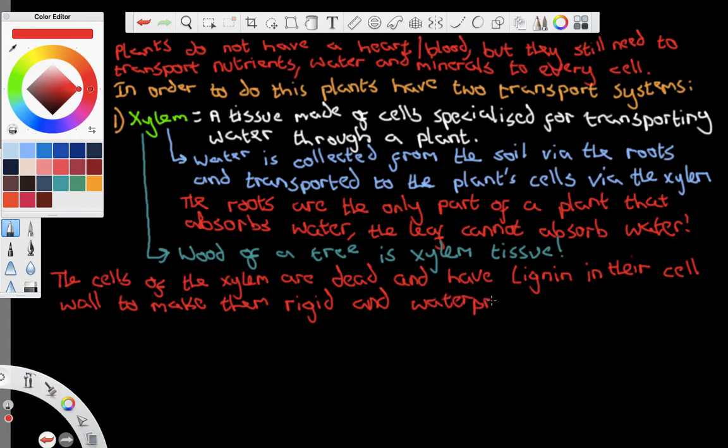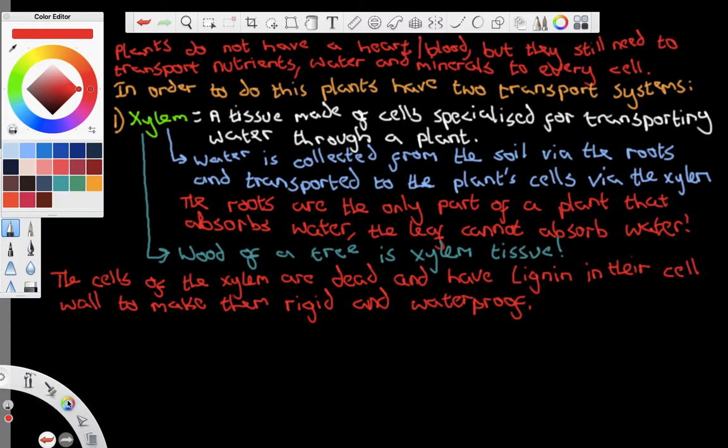So the cells that make up the xylem are actually dead. They're not living cells. These cells have been killed and they have a molecule known as lignin added to them, which makes them waterproof. We're not going to go into that in any more detail now, but if you decide to do A-level biology, we do that in quite a lot of detail.